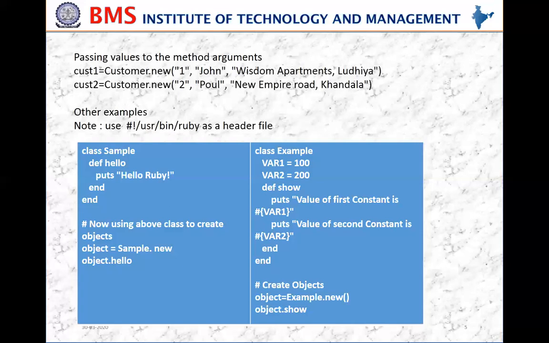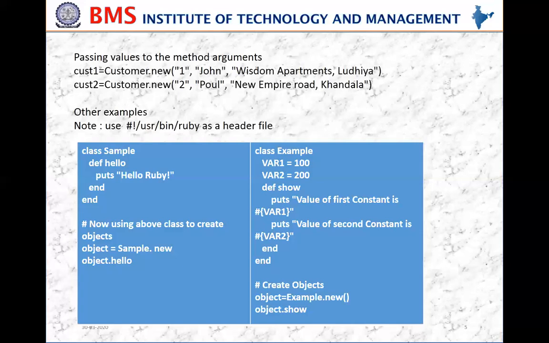Similarly, we can also have the values for the object: 2, Paul, New Empire Road, Kandala. So these are the values which are being assigned to the customer2 object. When you want to retrieve them, we write customer1.id, customer1.name, customer1.address.